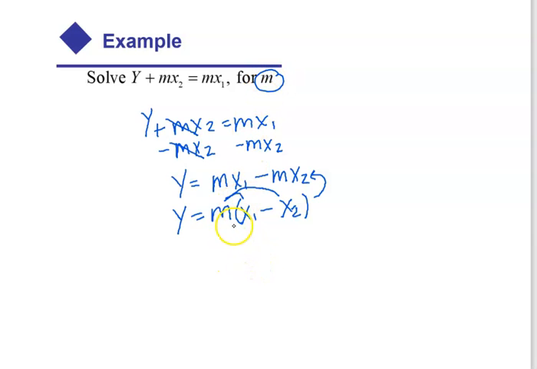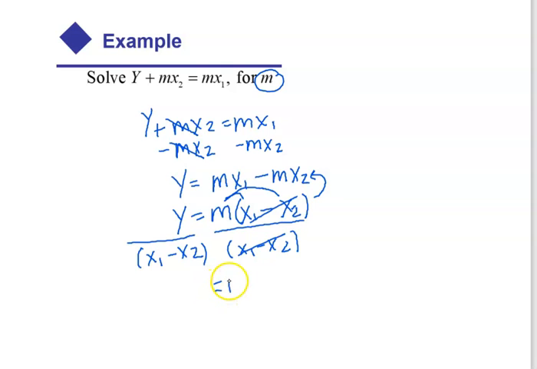I want m by itself. So I need to get rid of this stuff in parentheses. Well, it's m times all this stuff. And so what's the opposite of multiplication? Well, you're going to want to divide. But if you divide by this on this side, I'm also going to have to do it over here. This turns into 1, and we've got our answer. We solved that for m.